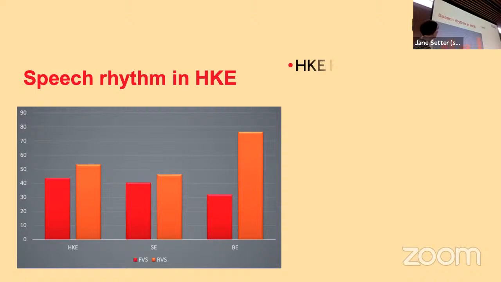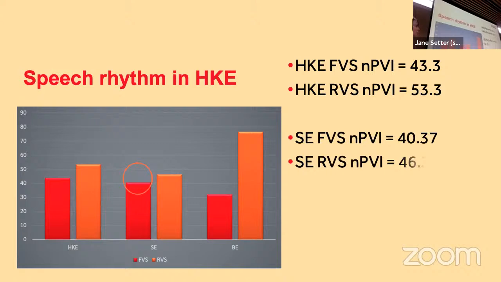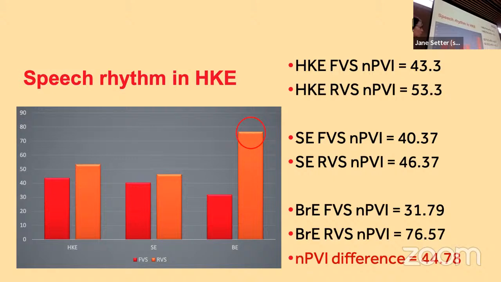For the Hong Kong English, we found that there was an NPVI difference of 10. For the Singapore English, there was an NPVI difference of 6. That's the data from Low and Grabe. For the British English, the NPVI difference was 44.78, so loads of difference there, but not so much difference for the others. So you could say that the Hong Kong English was more similar to the British English than the Singapore English was. You could say that. But going back to this discussion we've been having about statistics.